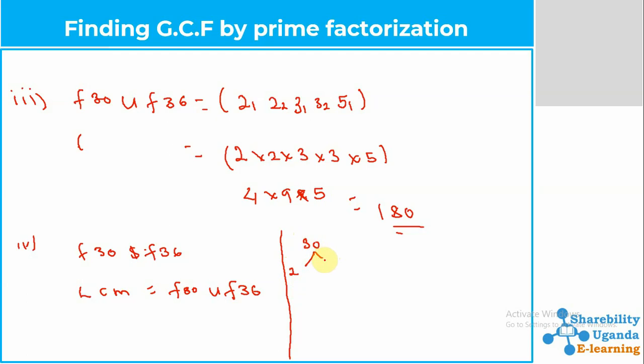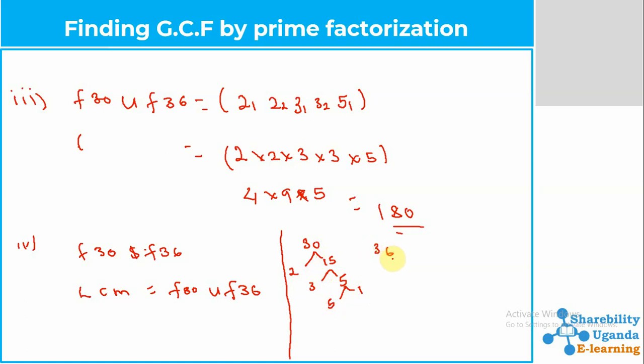30 divided by 2 is 15. Can we divide 15 by 2? That is impossible; we shall get a remainder, which does not qualify to be a prime factor of 15. So we use our 3 here. When we divide 15 by 3, we get 5. Then we divide 5 by 5 and get 1.